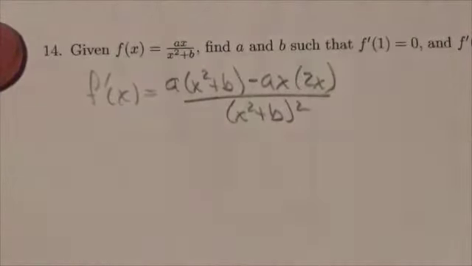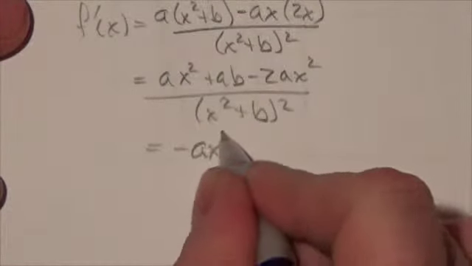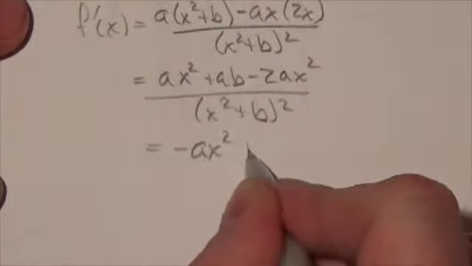Now there's not a whole lot that will simplify here, but we'll see what we can do. This will be ax squared plus ab minus 2ax squared all over x squared plus b squared. And as you can see in that numerator, I've got positive ax squared minus 2ax squared, so this is going to be negative ax squared plus ab all over x squared plus b all squared. Now you might look at that and say, ooh, I could factor out the a and then do some canceling there, but you can't because that first term is negative and this one down here isn't, so they're not exactly the same. I can't do anything with that.